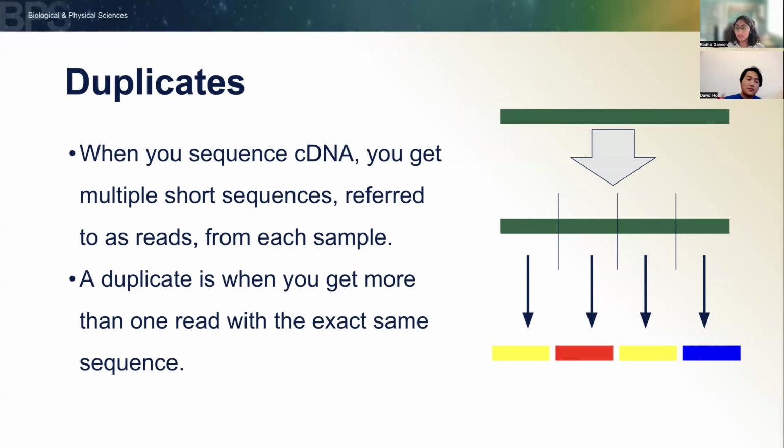So to your right, the diagram shows a complementary DNA strand at the very top. The same strand is then cut up into four short sequences of equal length, and when we look at those four resulting sequences at the very bottom, we see that two of those are of the same color, to represent two strands being identical.